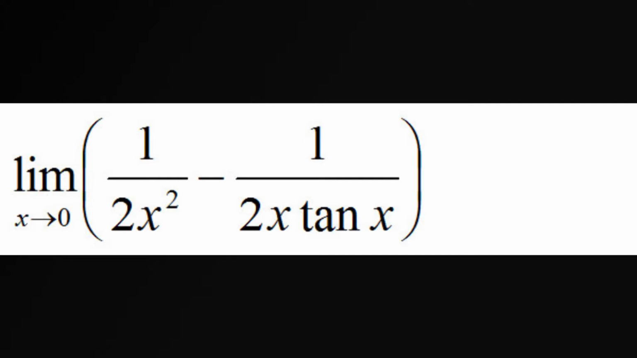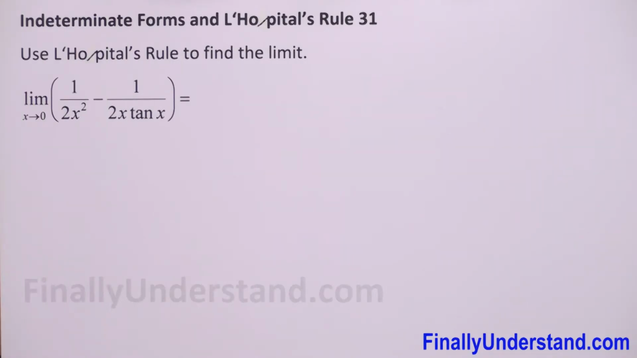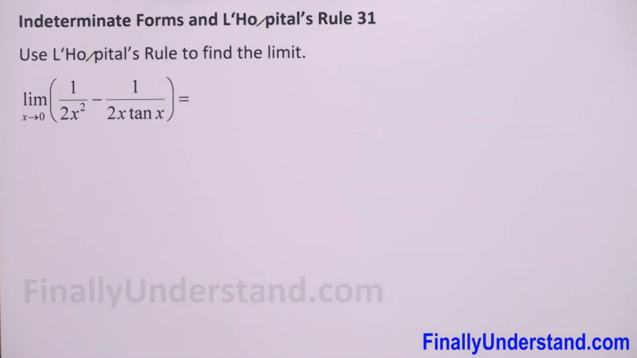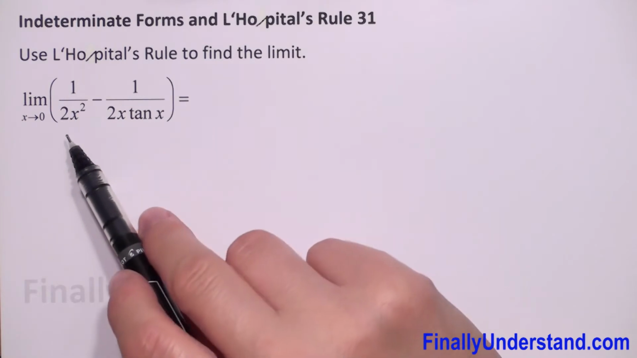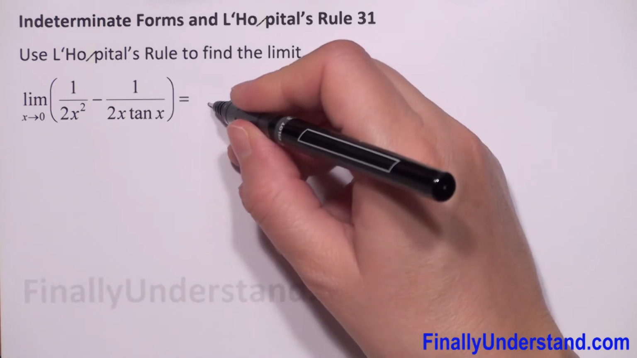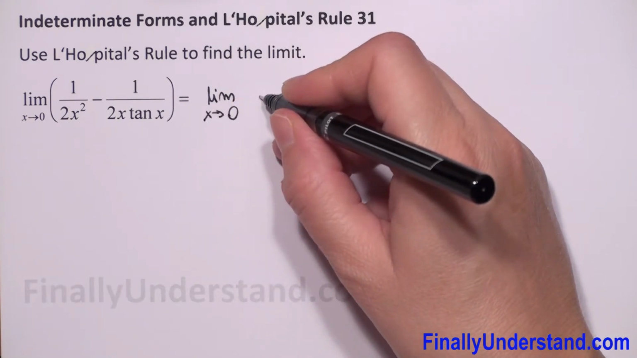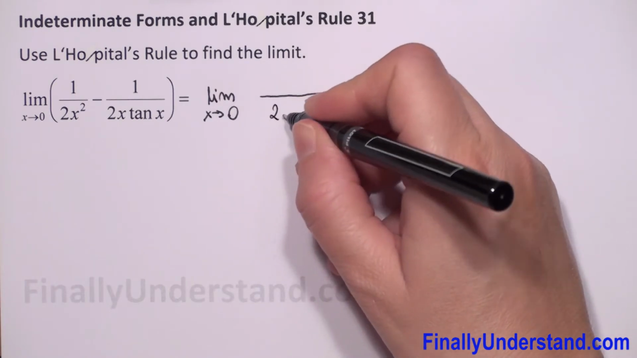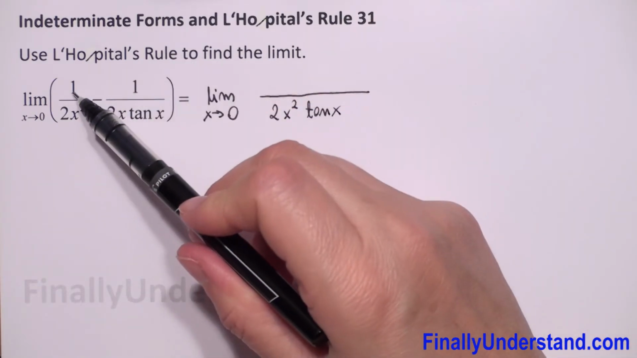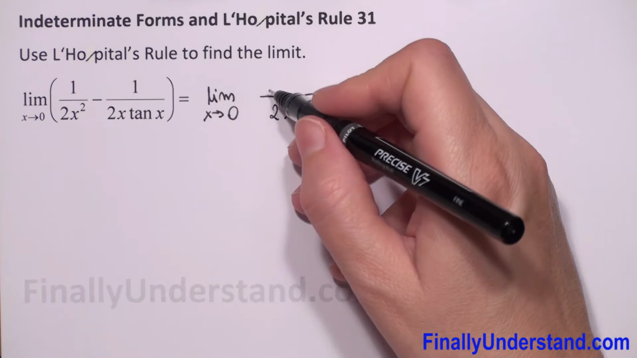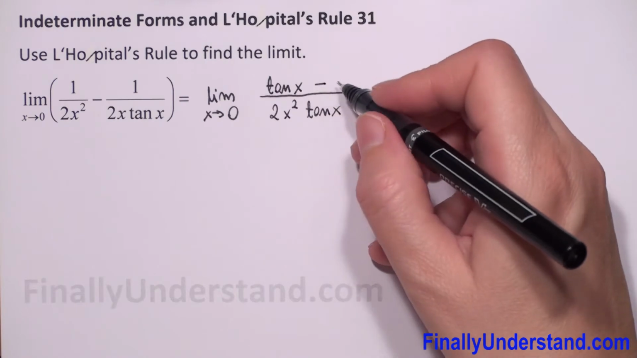To use L'Hopital's rule, we need indeterminate forms 0 over 0 or infinity over infinity. So let me rewrite this limit first, because we have a subtraction of two fractions, so we have to have a common denominator. We copy the limit as x approaches 0, and the common denominator will be 2x squared times tangent x. It means in the first numerator we have to multiply by tangent of x, and we have minus x.